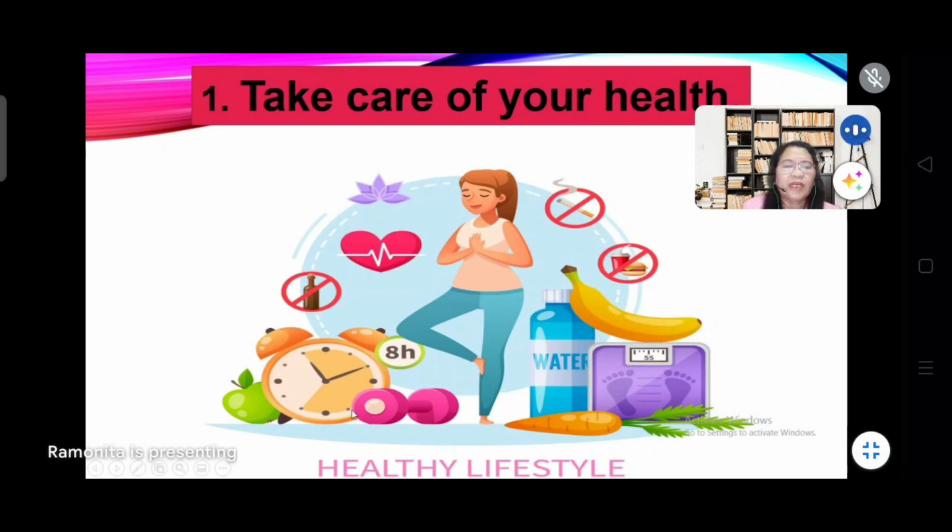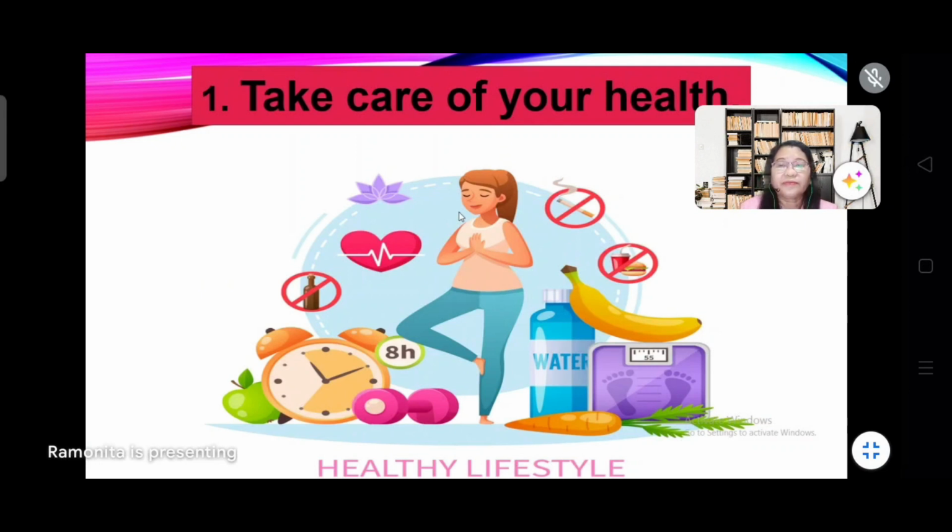We must have a healthy lifestyle. So we must take care of our health. As we can say, health is wealth, and health affects the movements of our daily life.